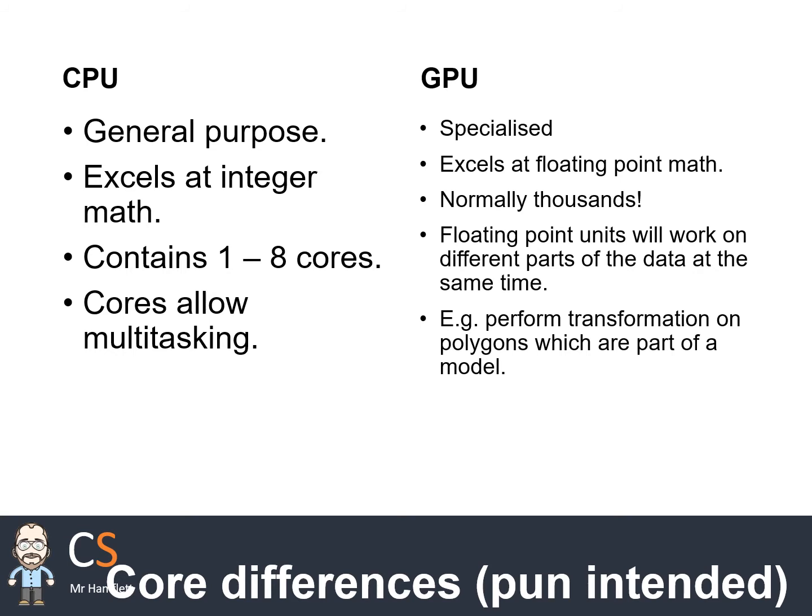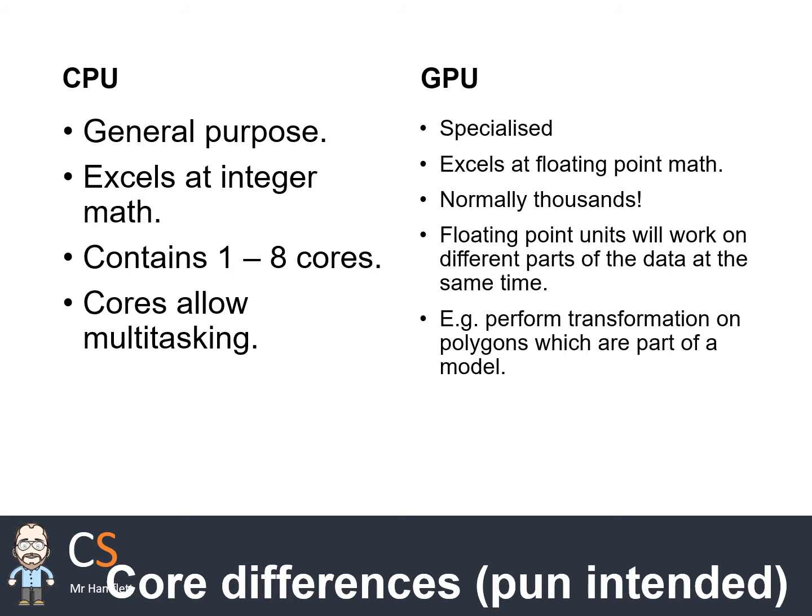CPUs can contain 1 to 8 cores. This PowerPoint is a little bit old, so we can easily get more cores than that nowadays: 12, 14, 16, all those kinds of numbers. The long and short of it is the number of cores is, compared to a GPU, very, very small. Whilst a GPU will have many, many floating point units that will work on different parts of data at the same time. So they're going to have a larger number of cores.